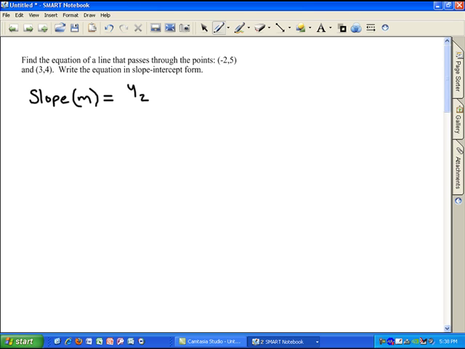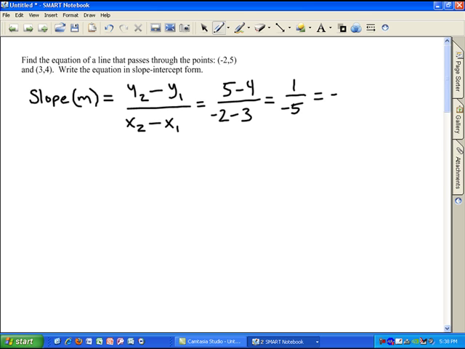Now, given the 2 points, the first thing we're going to have to find is the slope. And we can do so with our slope form, which is y2 minus y1 over x2 minus x1. You may have seen this 100 times. Plugging in our x and y values, we have 5 minus 4 over negative 2 minus 3. Alright? Doing some addition, that equals 1 over negative 5, or like I like to say, negative 1/5. Alright, that's our slope. We found our slope.